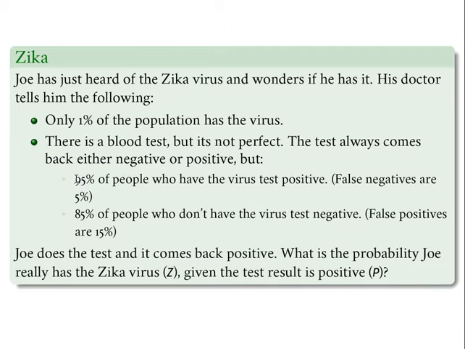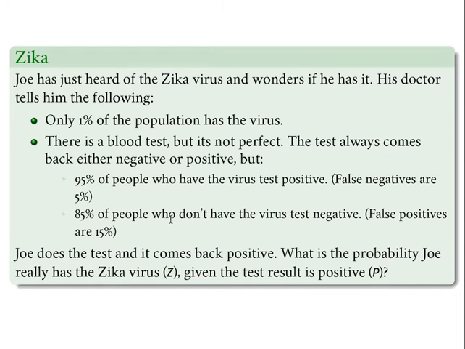First, 95% of people who have the virus do test positive. So that is to say that the probability of testing positive, given that you do in fact have the virus, is 95%. And the flip side of that is that the probability of a false negative, i.e., testing negative if you do have the virus, is only 5%. Now, in addition, 85% of people who don't have the virus test negative. So the true negatives, that is 85%.